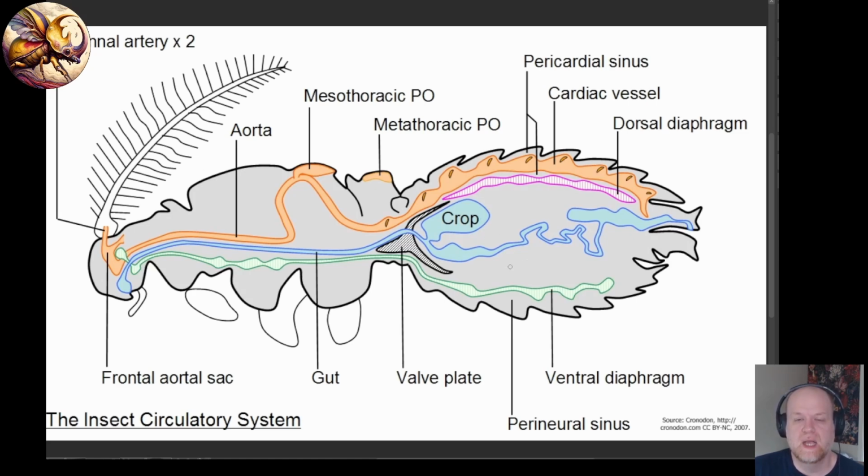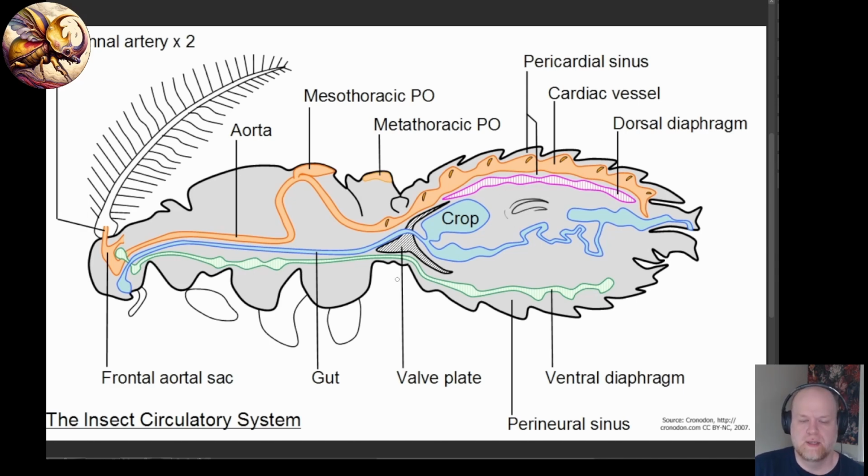Insects are defined by their open circulatory system. They have very few veins and arteries to transport blood around their body, unlike mammals, where we have a heart and this incredibly complex network of arteries, capillaries, and veins, which transport blood around our body. Insect blood, or hemolymph, just kind of swishes around inside.